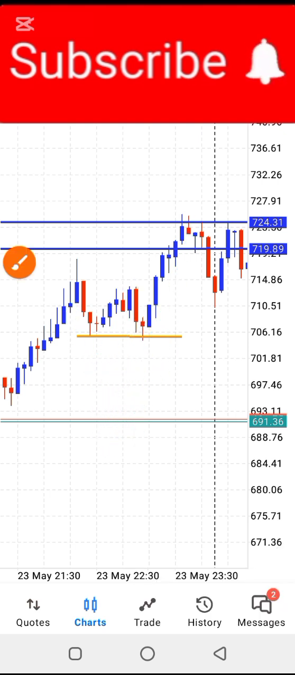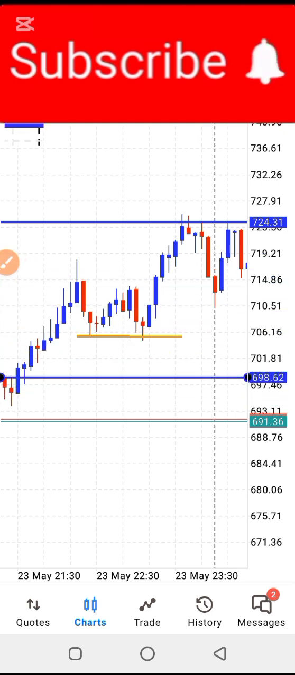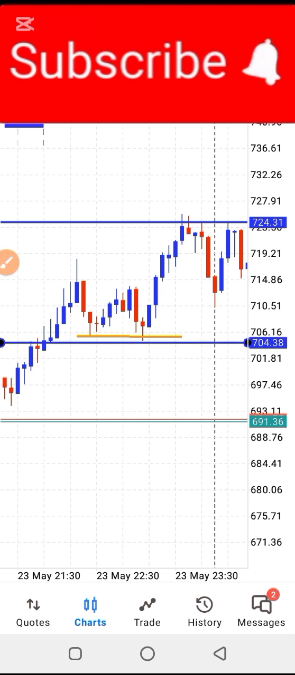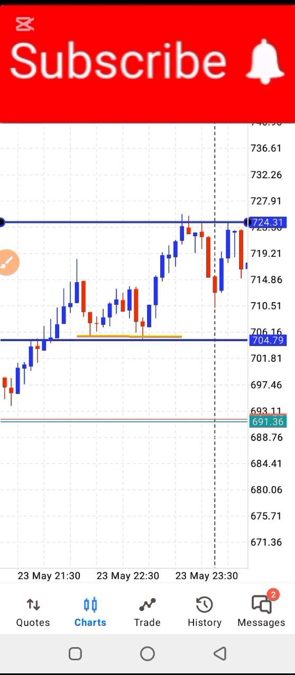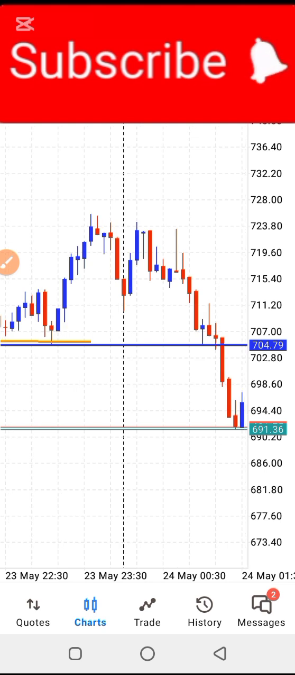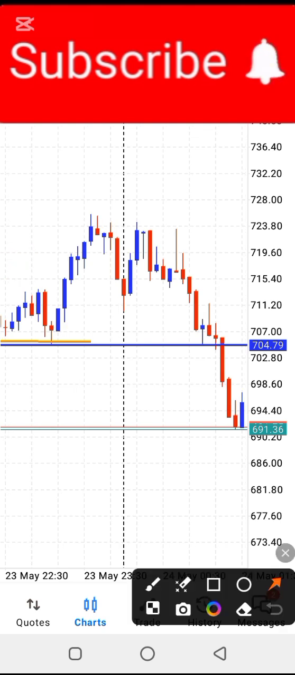What's the next thing I need you to do after you have identified your relative equal low? Get a horizontal line and place it at the lowest point of that relative equal low, which is somewhere here. Let me delete this one so it doesn't confuse us. So remember, I need a candle to close below this level and then above the level before I start looking for my buy trade.